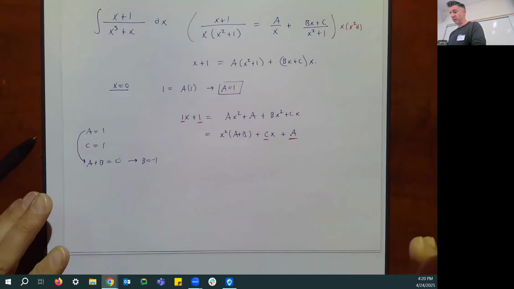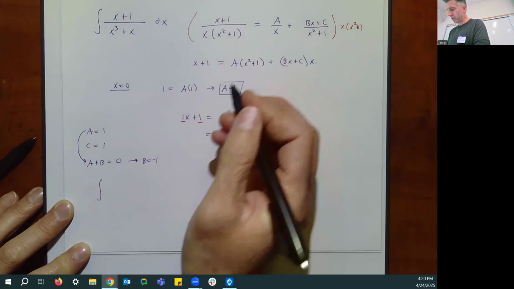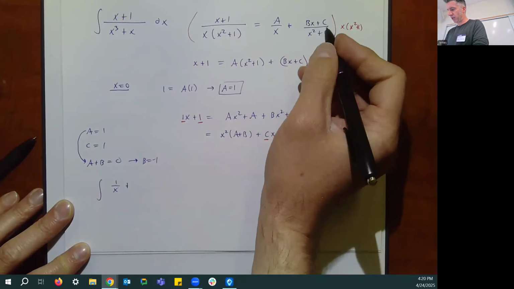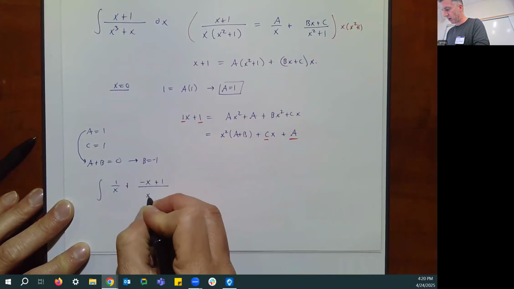So here's what we're going to integrate. We're going to be integrating a over x plus bx plus c over x squared plus 1. So that's going to be negative x plus 1 over x squared plus 1.